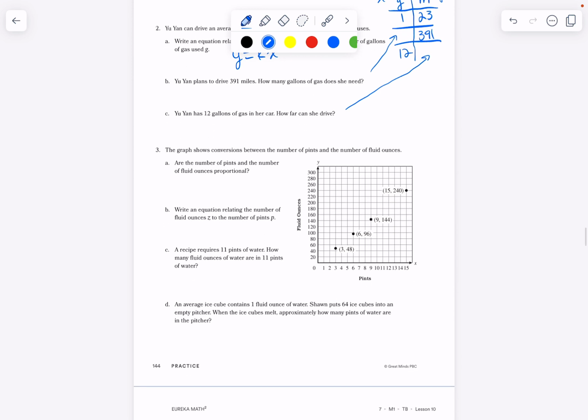Number 3 is a little bit more involved. We're not given a table or anything. We're just asked if the number of pints to the number of fluid ounces is proportional. So the question is, we need to find a unit rate.